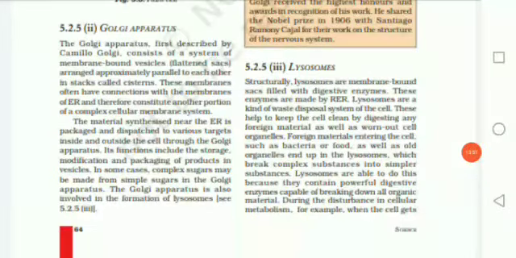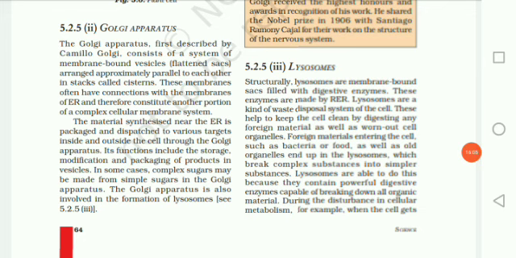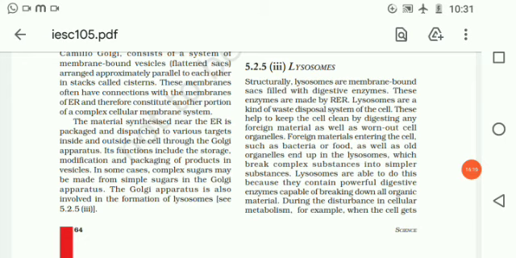The material synthesized near the endoplasmic reticulum is packaged and dispatched to various targets inside and outside the cell through the Golgi apparatus. So it is the Golgi apparatus that is the carrier. Its functions include storage, modification and packaging of products. In some cases, complex sugars may also be made from simple sugars in the Golgi apparatus. The Golgi apparatus is also involved in the formation of lysosomes.